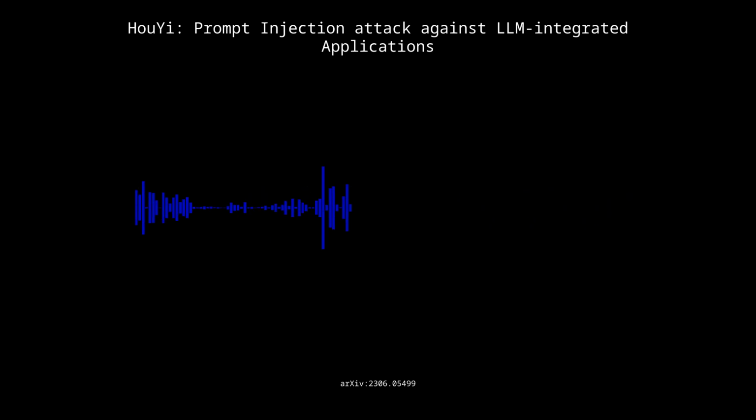So before the break, we were talking about HouYi and how this research team actually used LLMs to attack other LLMs. And they created this really ingenious system for crafting these prompt injection attacks.